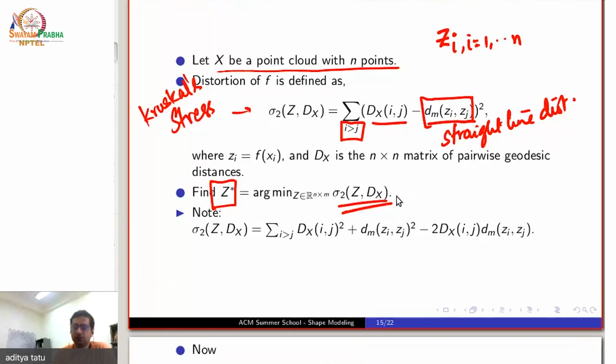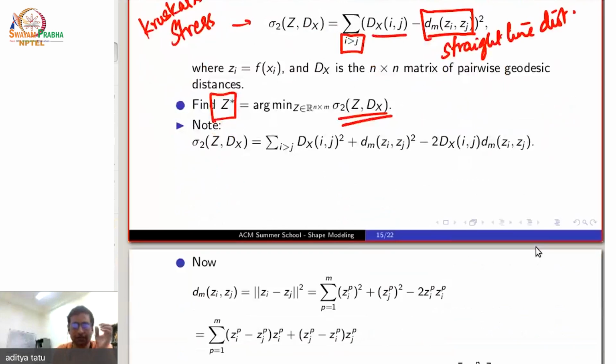Right. So I'm going to skip some math because there's not much time and I don't want to harass you guys. I can expand this. So this is pretty straightforward. dx_ij squared is dm z_i squared minus 2 dx_i dm z_i z_j. That should be straightforward. I'm going to write at least these two parts using matrices directly.